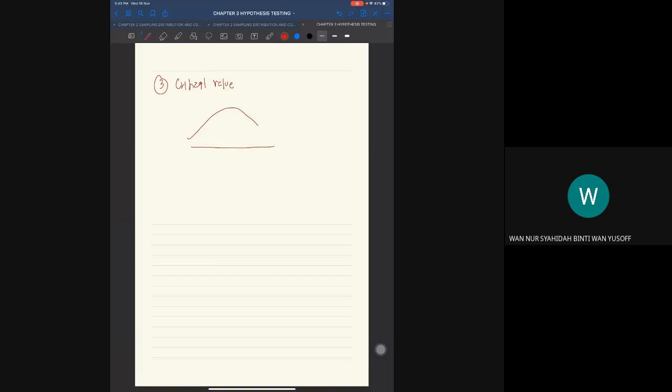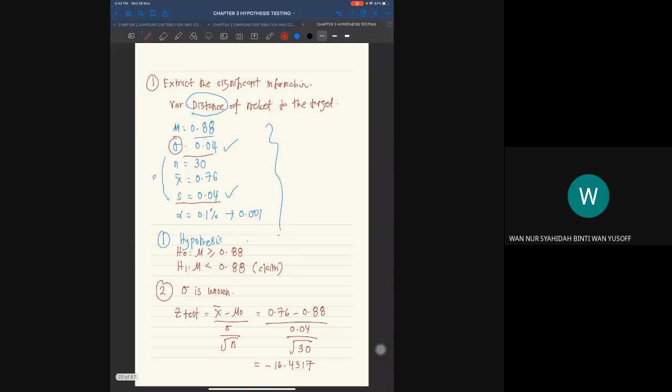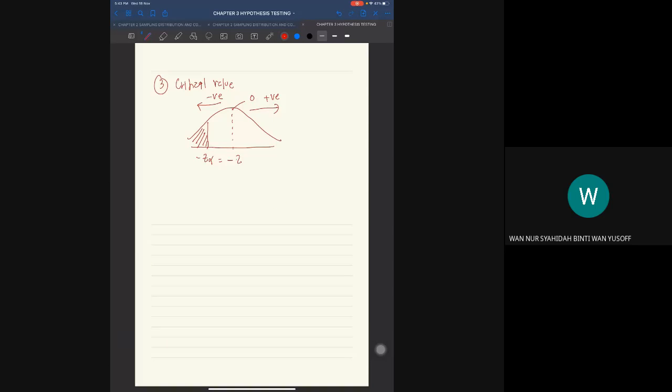Okay, you can sketch. Left tail should be here. For Z and T, it is a symmetric distribution. This is 0, this is the negative side, and this is the positive side. So when you have left tail, automatically here is negative Z alpha. No need to divide alpha by 2 because left tail is one tail. So alpha is 0.01. So negative Z 0.01.